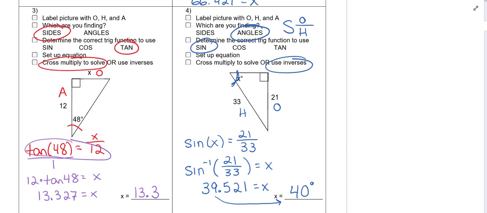So anytime you need to find angles, you need to make sure you use the inverse trig functions. The last couple problems in our pink packet are going to be practice problems for you. Once you work on those problems, you can check your answer on the answer key that I have posted on our Canvas page. Good job today.